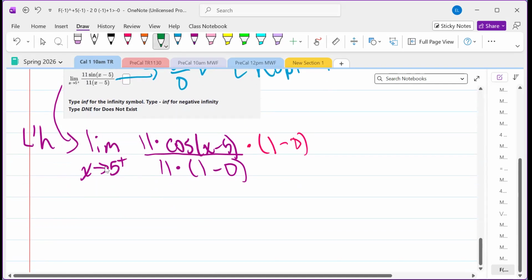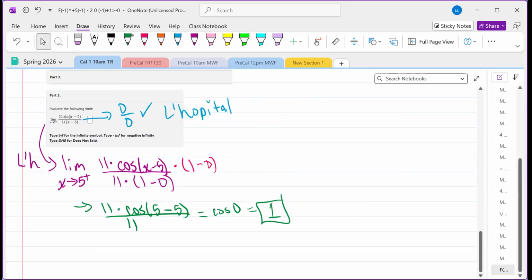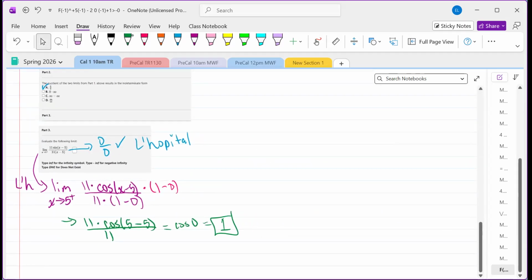So now we just end up plugging in the 5. So 11 times the cosine of 5 minus 5 divided by 11. So the cosine of 0 is 1. And then the 11s actually ended up canceling. So we actually get 1 as the answer to the overall limit after we use L'Hopital's rule.